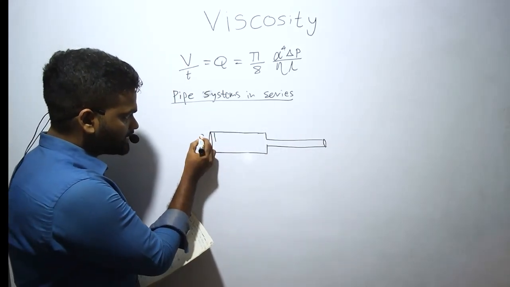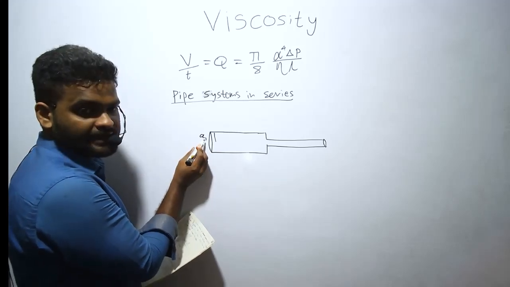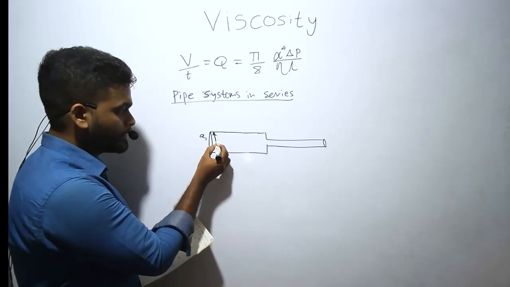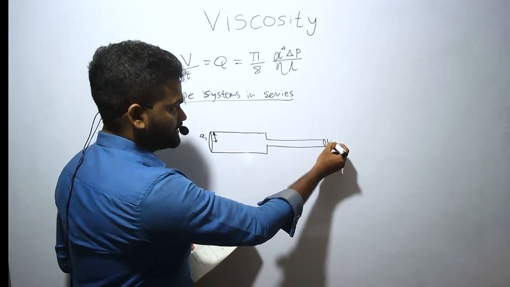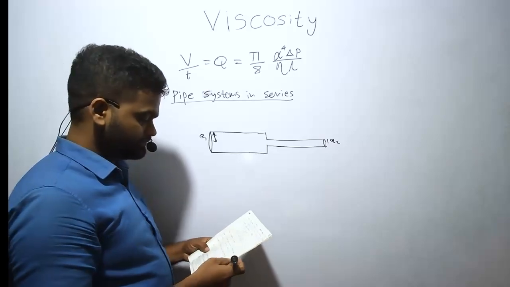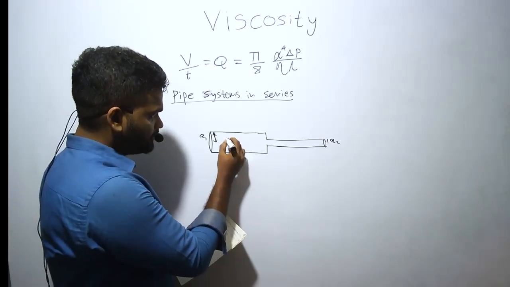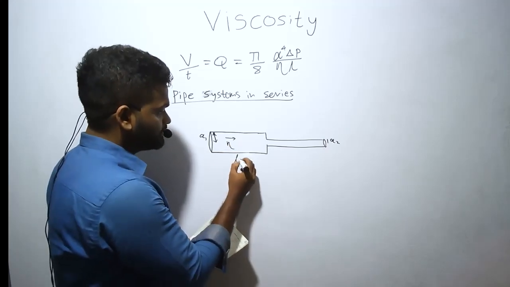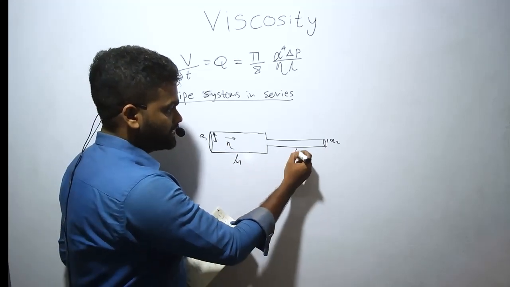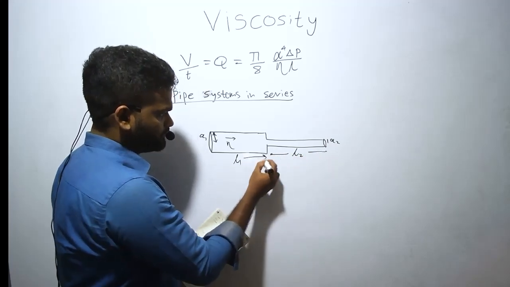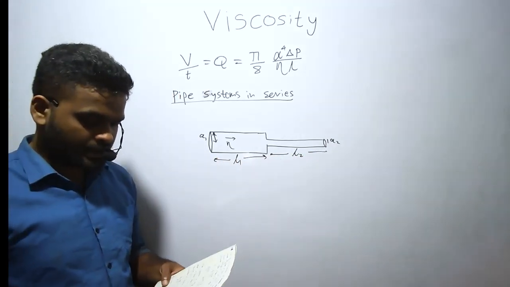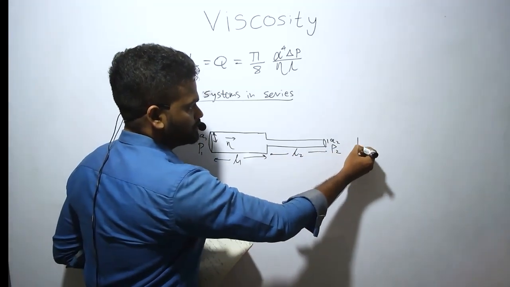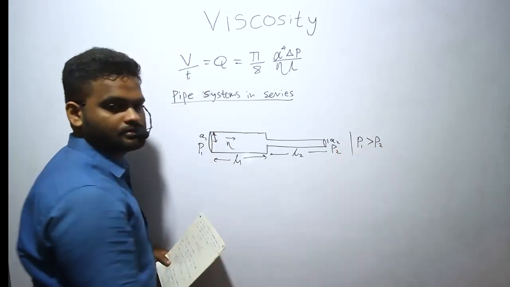This pipe has a radius A1. This is not area, this is not cross-sectional area, this is the radius of the first pipe. Then A2 is the radius of the second pipe. You have a liquid which has a viscous coefficient eta. The length of this pipe is L1, and this pipe is L2. And the pressure here is P1, pressure here is P2, and P1 is larger than P2.